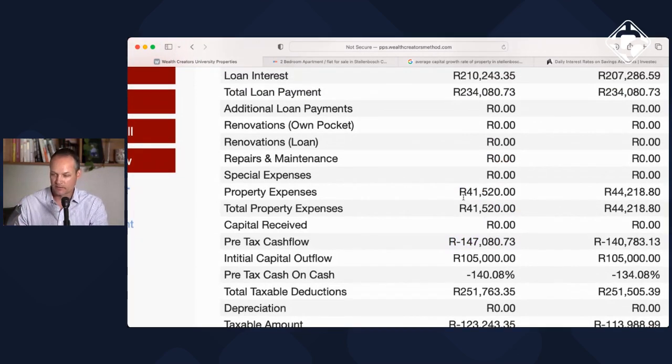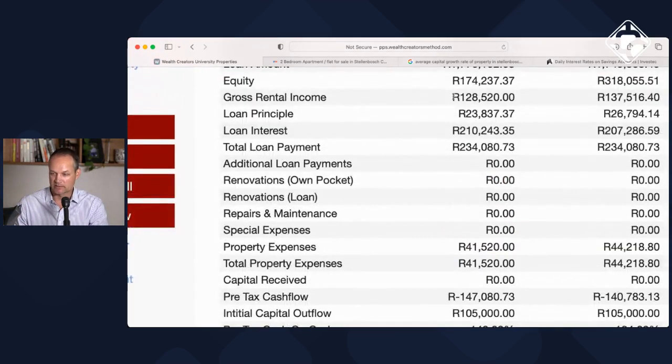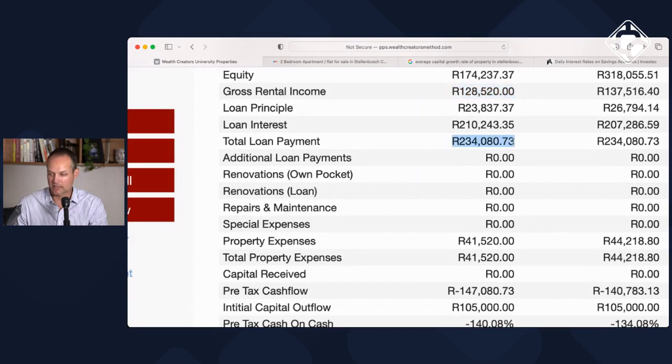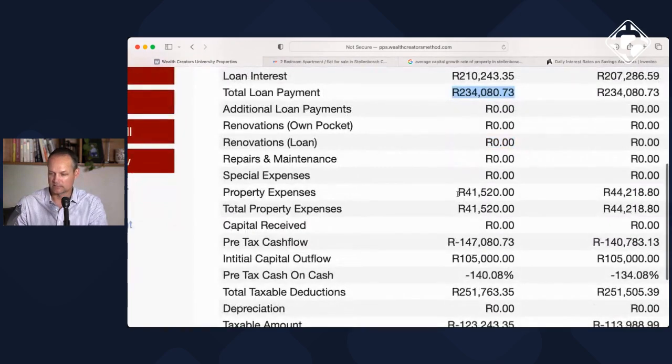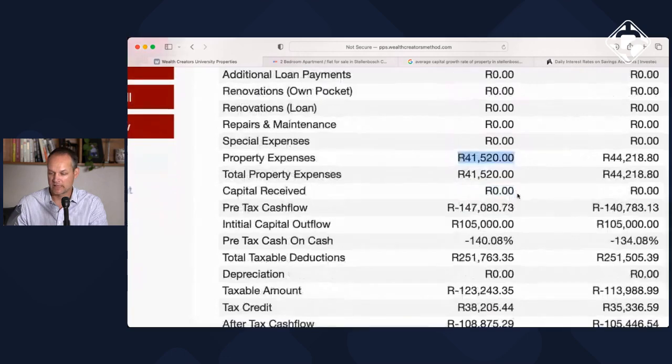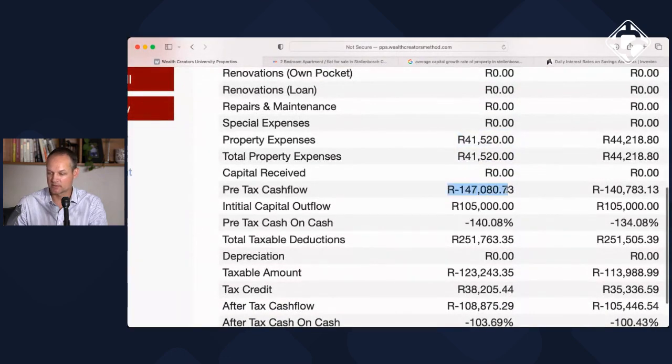So remember, we're going to get the income. The tenant is going to pay us let's call it almost 130,000 rand. We're going to have to pay the bank nearly 240. So the swing between those two is already just about 100,000. And then we still need to pay the city and the body corporate another 40. Hence why the pre-tax cash flow is 150,000. So when you crunch a number, I'm just going to pause on that number. That's a very important number.